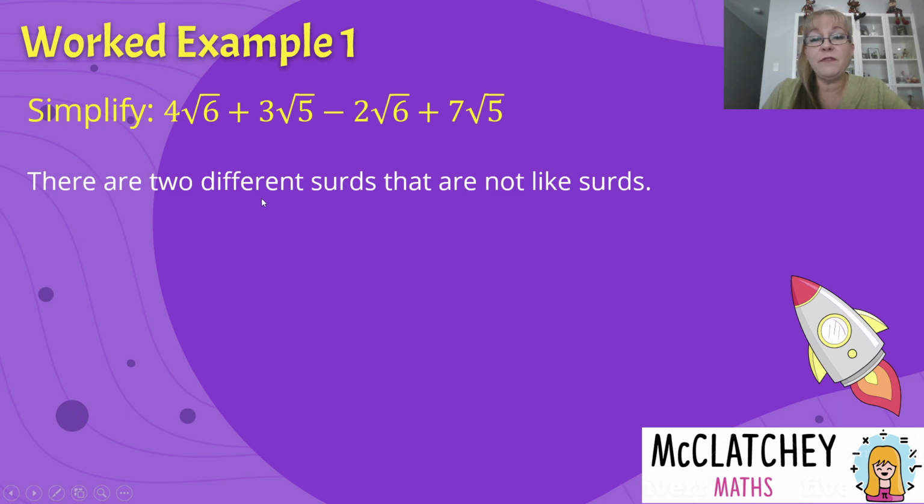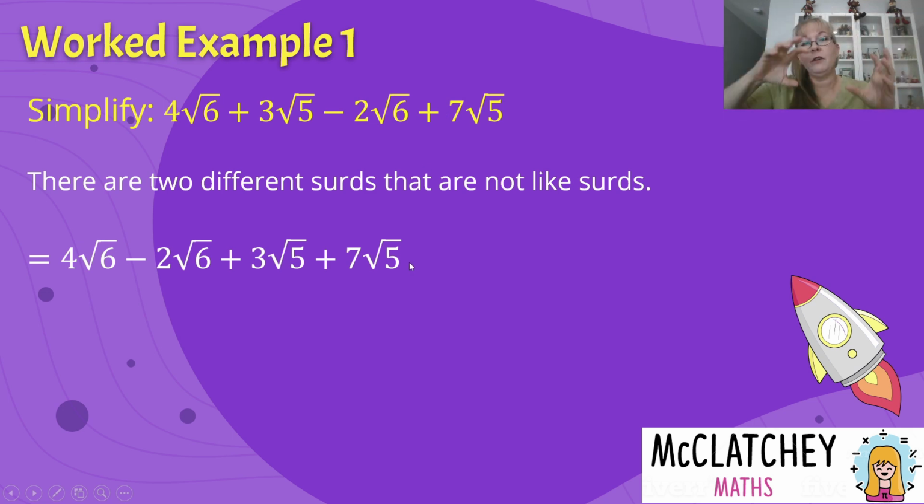I could even rewrite this with the like terms put together side by side. So I've got the 4 root 6 take away 2 root 6 plus 3 root 5 plus 7 root 5. So now what I've done is just done a switcheroo and brought the like terms closer to one another.